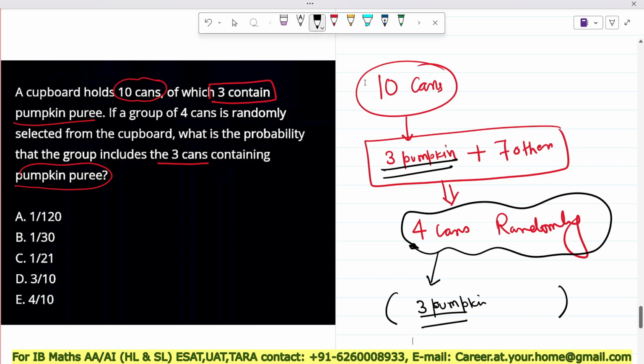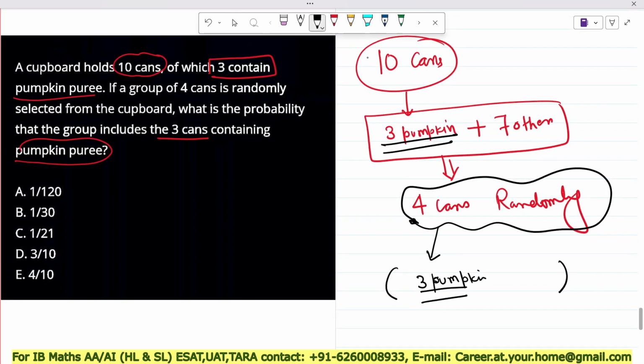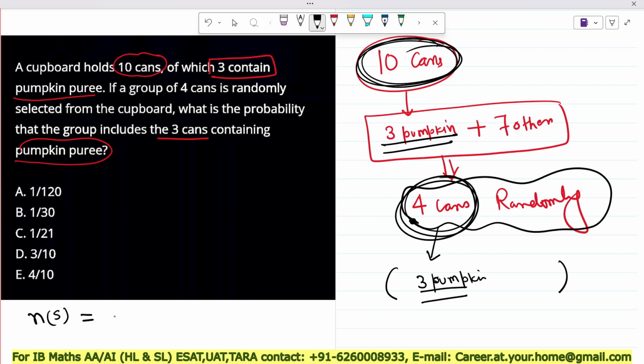Should I start? Okay, sure. So basically, we have to calculate the number of sample space first. Can we calculate the number of sample space? It means out of 10 cans, I have to select 4 cans. In how many ways can I select them? Should be 10C4.